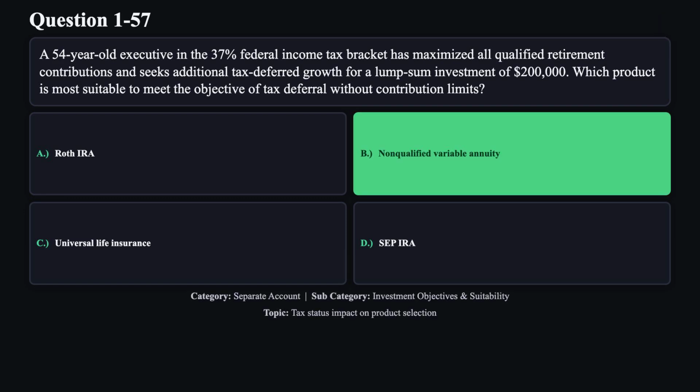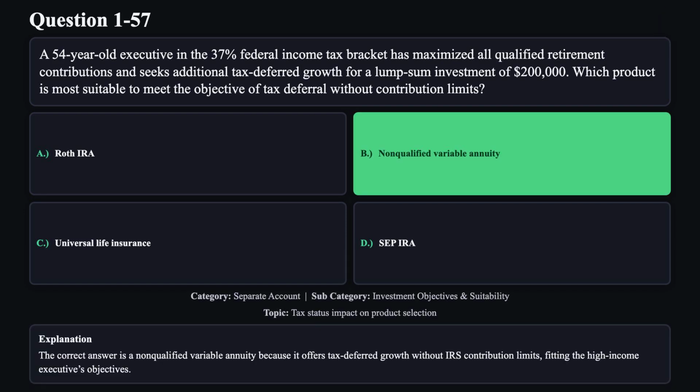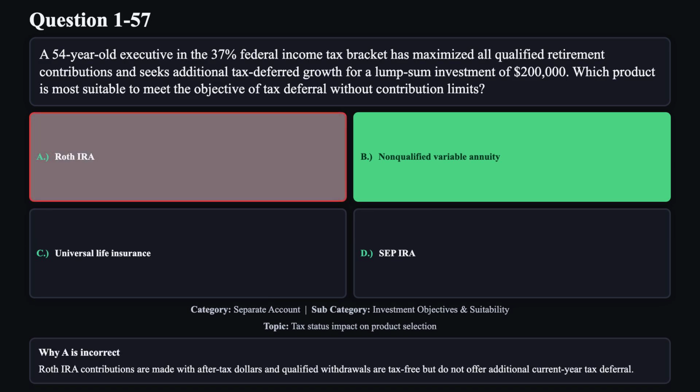The correct answer is B. The correct answer is a non-qualified variable annuity because it offers tax-deferred growth without IRS contribution limits, fitting the high-income executive's objectives. Reason A is not correct.